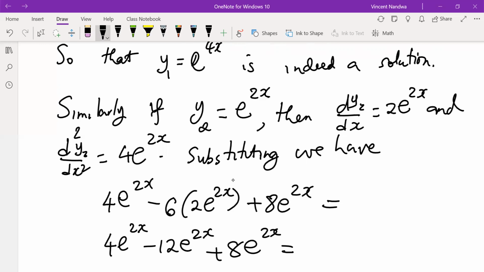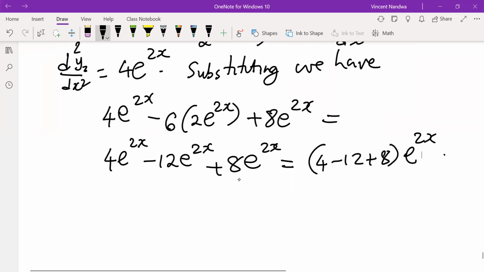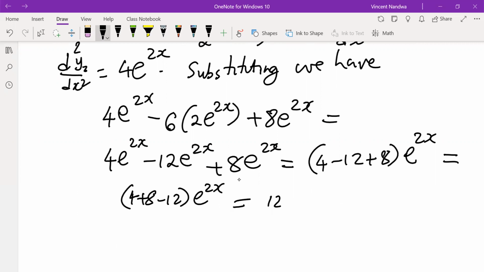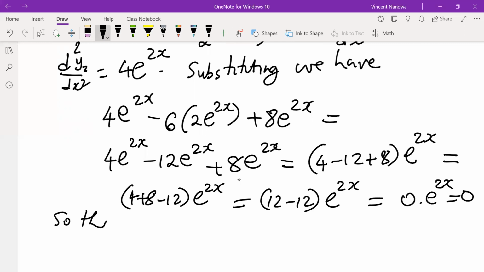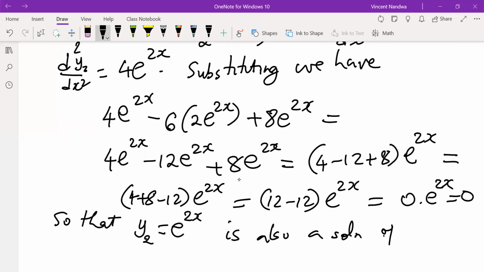which is (4 minus 12 plus 8) e raised power 2x, which is the same as (4 plus 8 minus 12) e raised power 2x, which is (12 minus 12) e raised power 2x, which is 0 times e raised power 2x, and this equals 0, which is the same as the right-hand side. So y2 equals e raised power 2x is also a solution of the given equation.